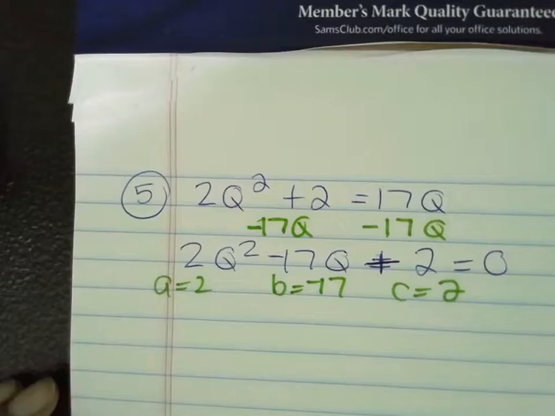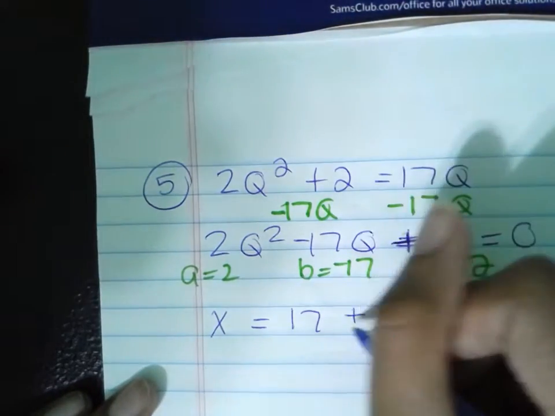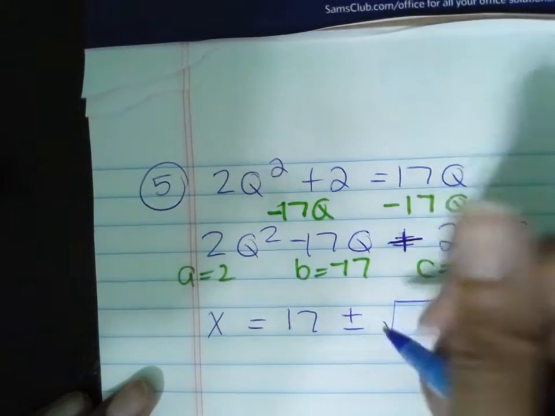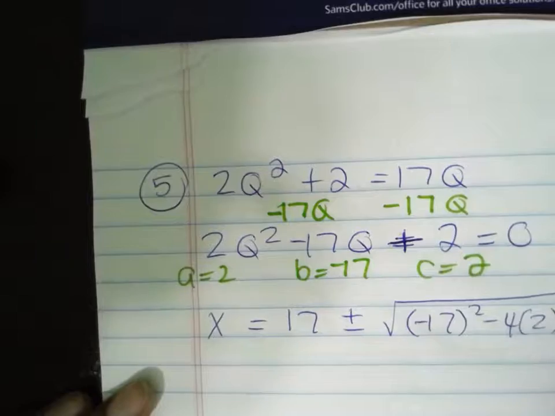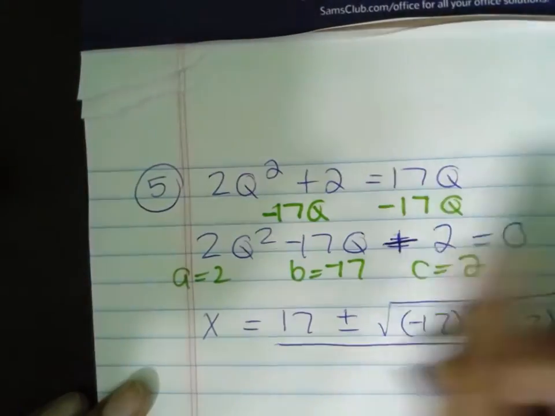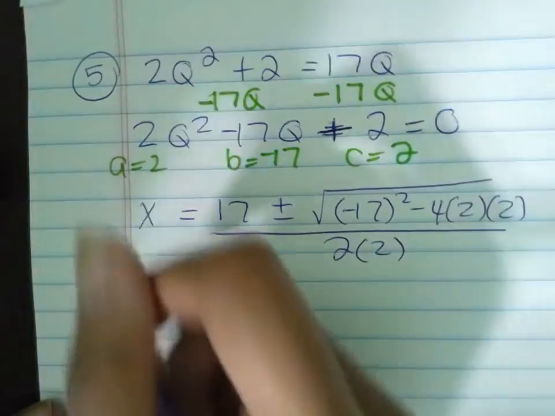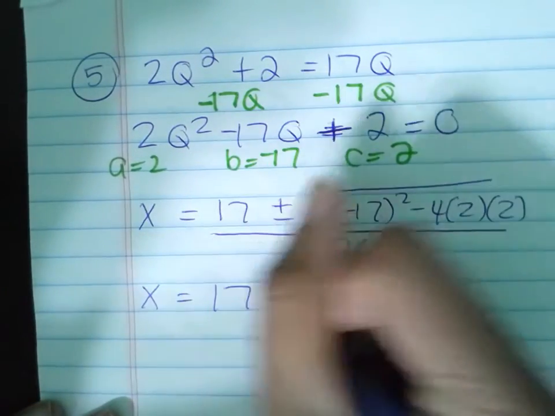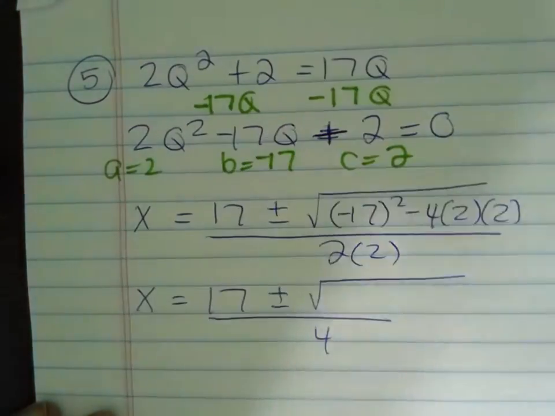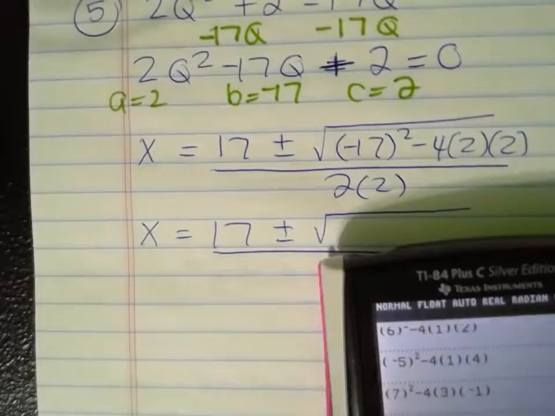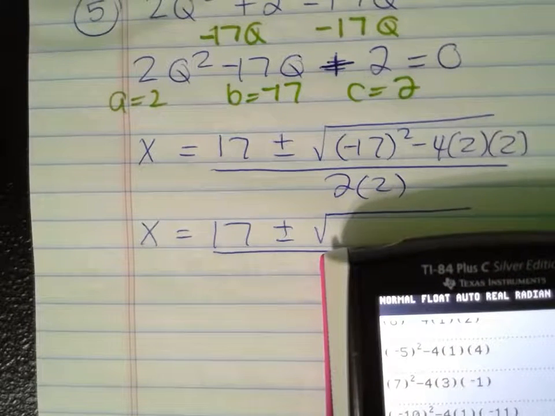All right, let's work it out. X equals opposite B plus and minus radical B squared minus 4AC all over 2A. So we have 17 plus and minus, working the radical, 2 times 2 is 4. All right, are we going to get something we can take the square root of? Let's see. Negative 17 squared minus 4 times 2 times 2.